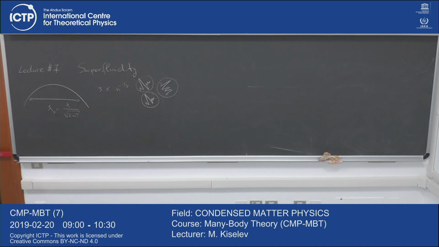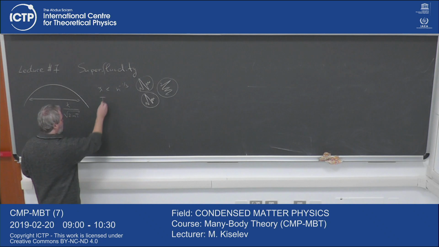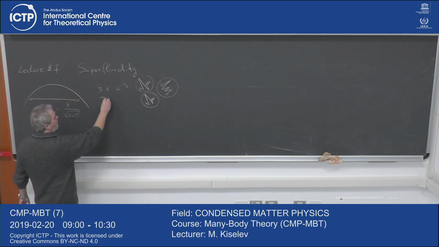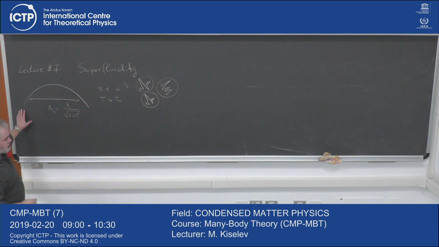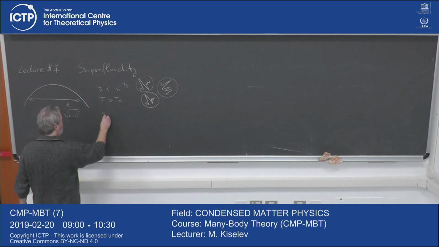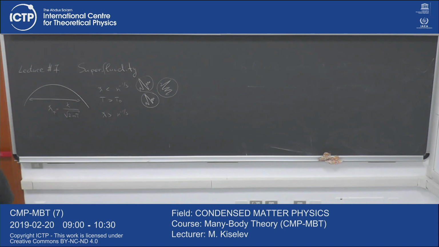However, if the temperature is above T node, then nothing special happens. However, if the temperature is below T node, then we see formation of the giant matter waves. So if lambda is larger, and in fact much larger than n to the minus 1/3, again, all that I'm saying is related to the three-dimensional case.